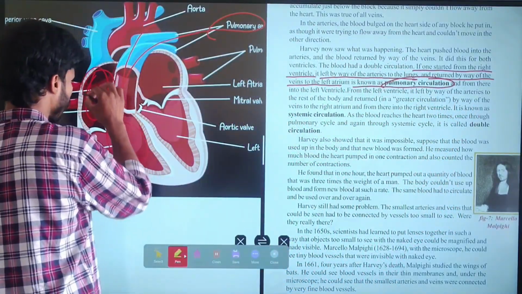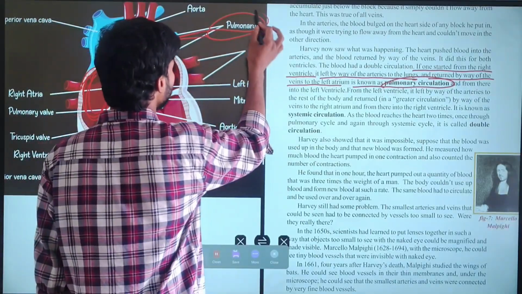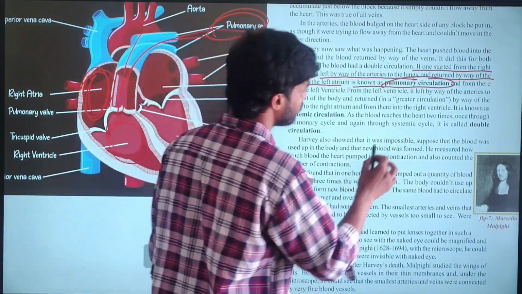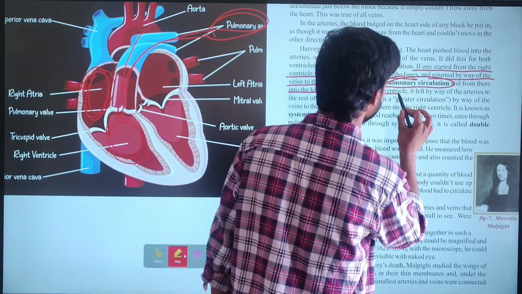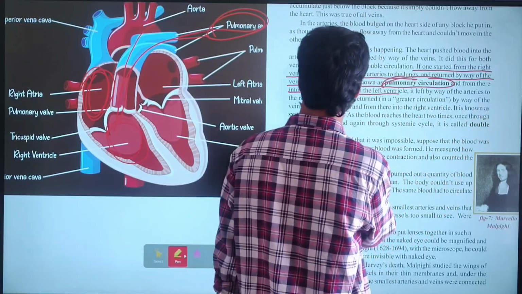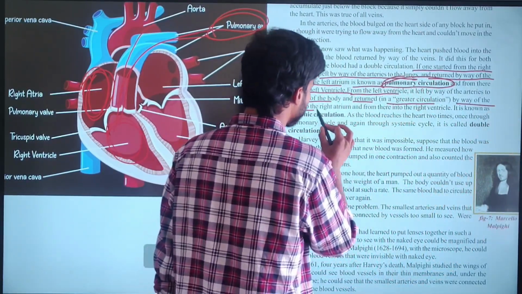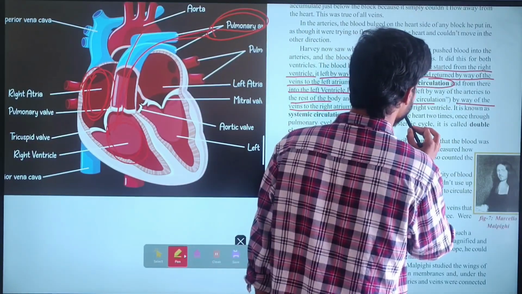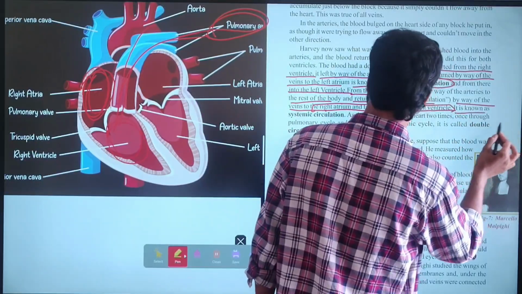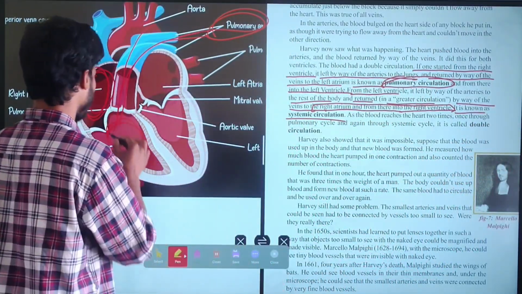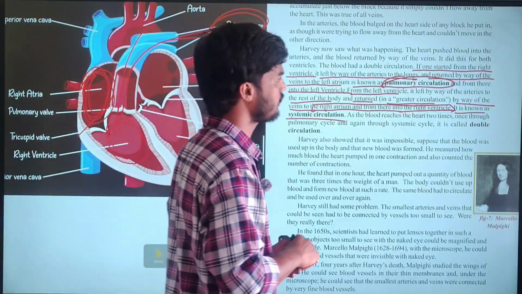The blood moves from the right atrium to the right ventricle and enters the pulmonary artery. That is known as the pulmonary circulation. And from there into the left ventricle, from the left ventricle it leaves through the arteries to the rest of the body and returns through the veins to the right atrium, and from there into the right ventricle. It is known as systemic circulation.